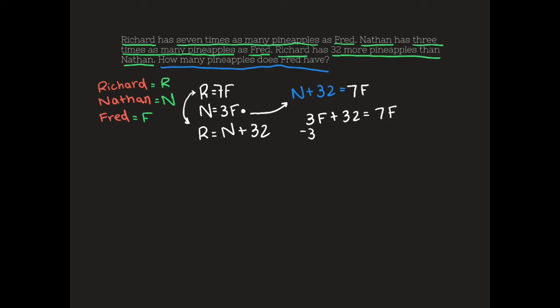We can do minus 3F on both sides. That means 32 is equal to 4F. And if we divide by 4 to isolate F, we have F is equal to 32 divided by 4, which means that F equals 8. And 8 will be our final answer.